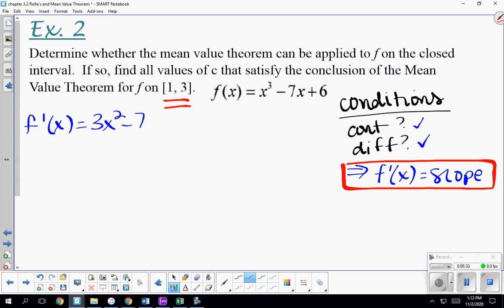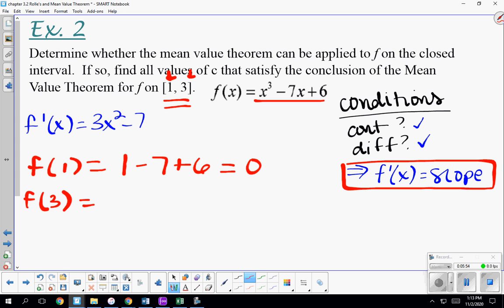So we have our derivative. Let's go ahead and find our slope. And our slope is going to be from point A to point B. So we need to figure out what happens when we plug in 1. If we plug in 1 to our original formula, we'll get 1 minus 7 plus 6, or negative 6 plus 6, which is 0. If we plug in 3, we're going to get 3 cubed minus 21 plus 6. And 3 cubed is going to be 27. So 27 minus 21 is going to be 6, and 6 plus 6 is 12.